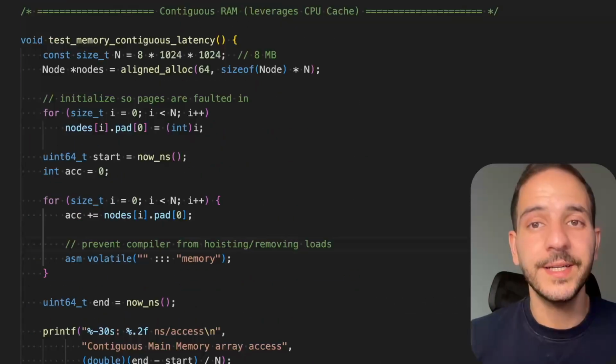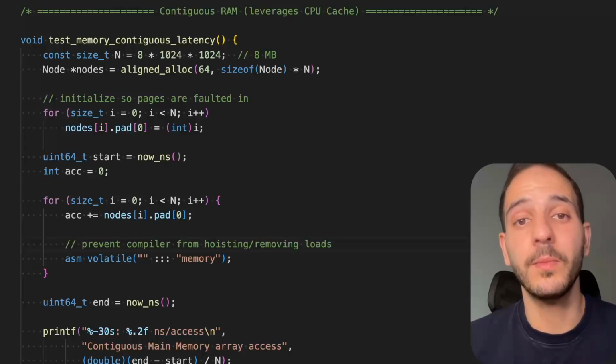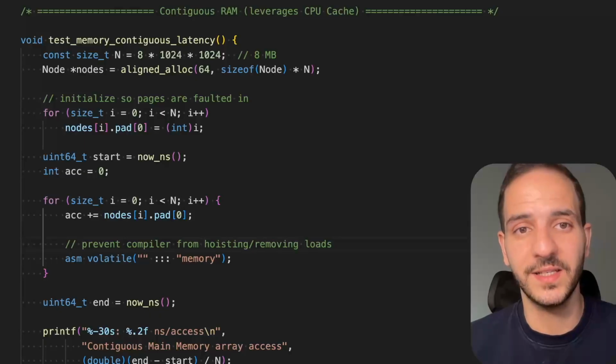Second example accesses memory that should not fit in the CPU caches, L1 or L2. But as we'll see, even though the data is not small enough to fit into the CPU cache, the compiler and the processor are smart enough to predict the access pattern.